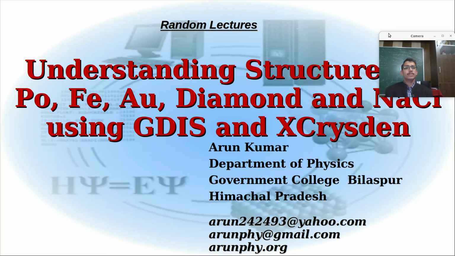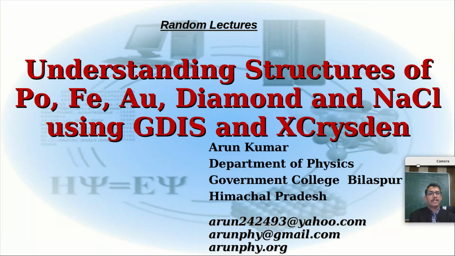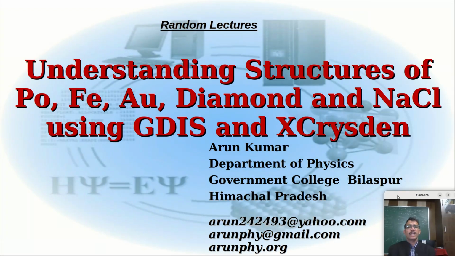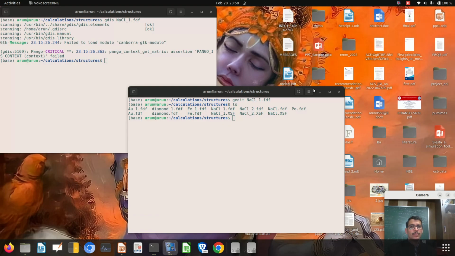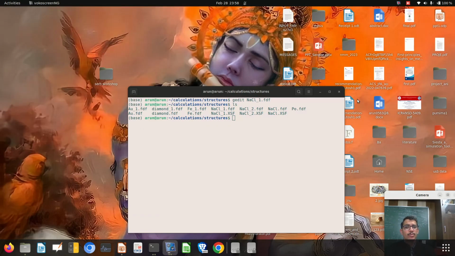So this is basically a random lecture, and in this lecture I'm going to talk about how various types of crystal structures like polonium, iron, gold, diamond and sodium chloride are visualized using GDIS and XCrysden. For this, first of all, let me talk about polonium.